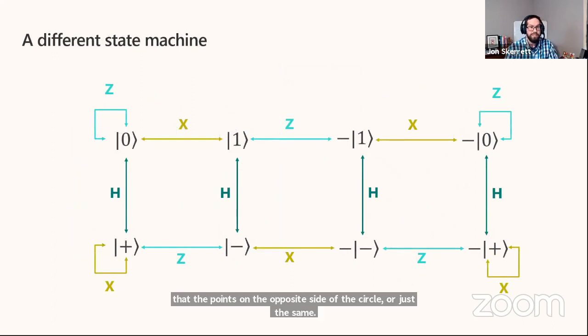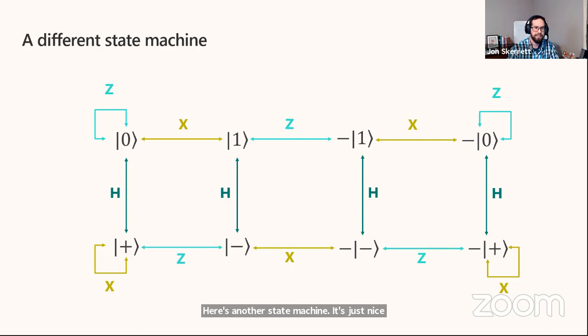Here's another state machine. It's just nice to have visual aids rather than do the matrix multiplication from scratch every time. This shows you just how those gates affect the basis 0 state, 1 state, plus and minus, and how they move between each other.